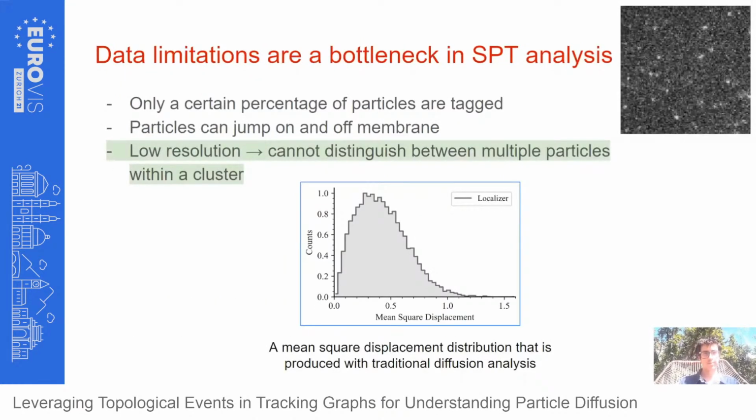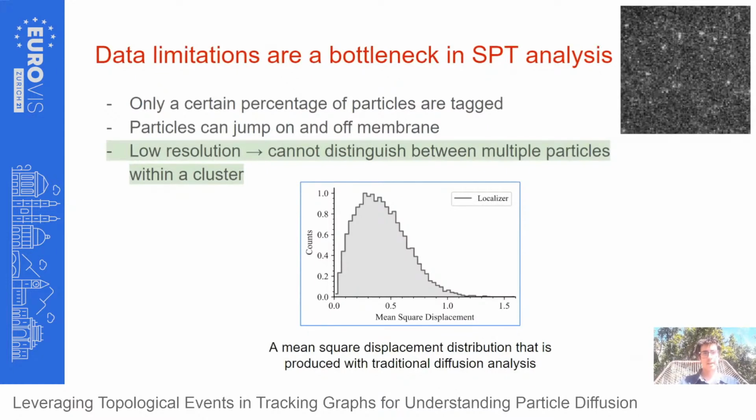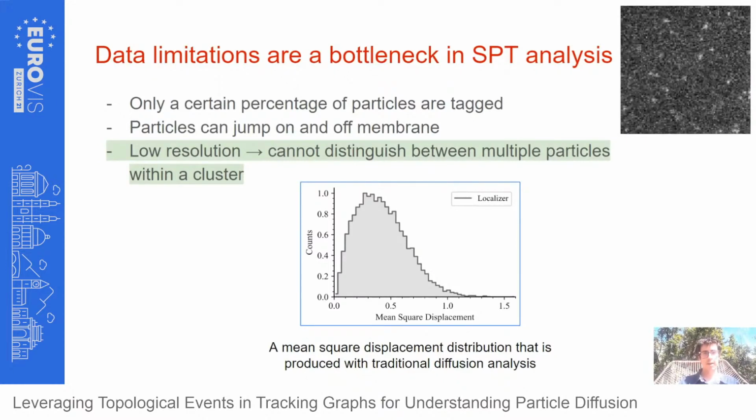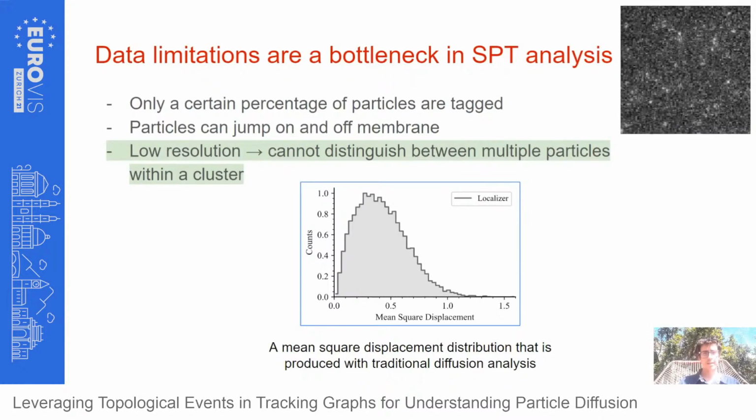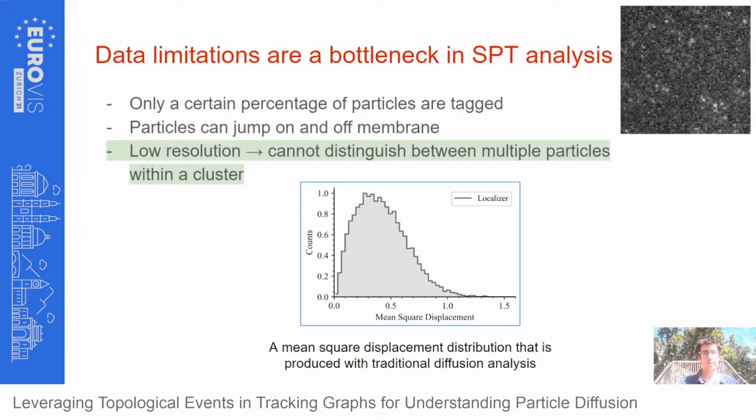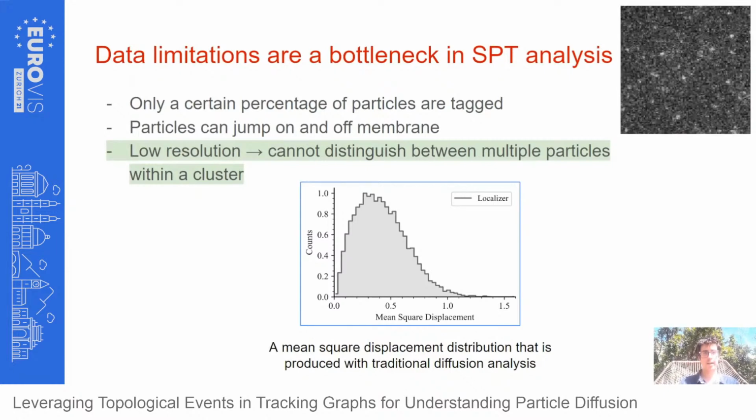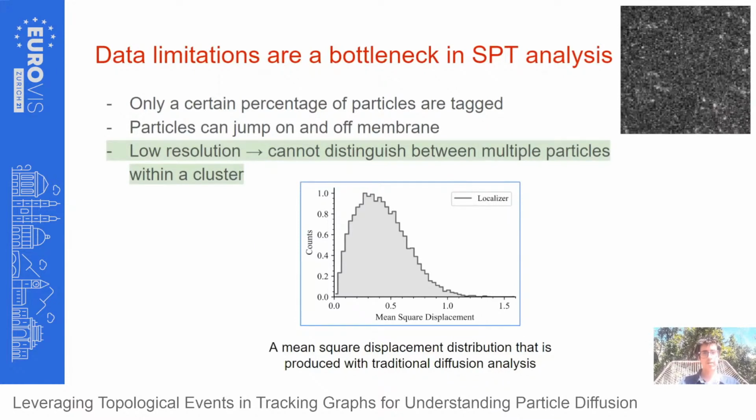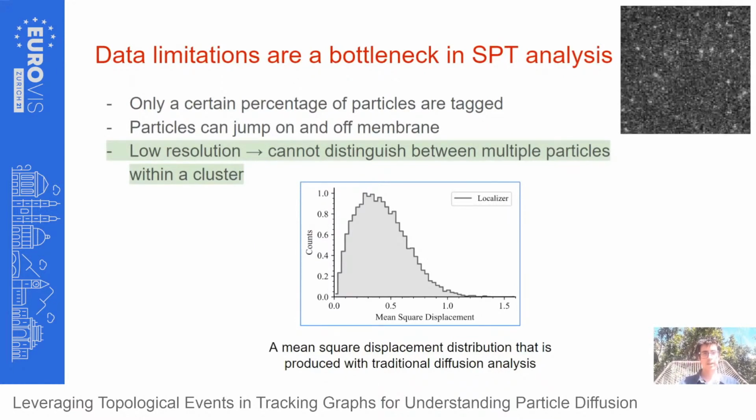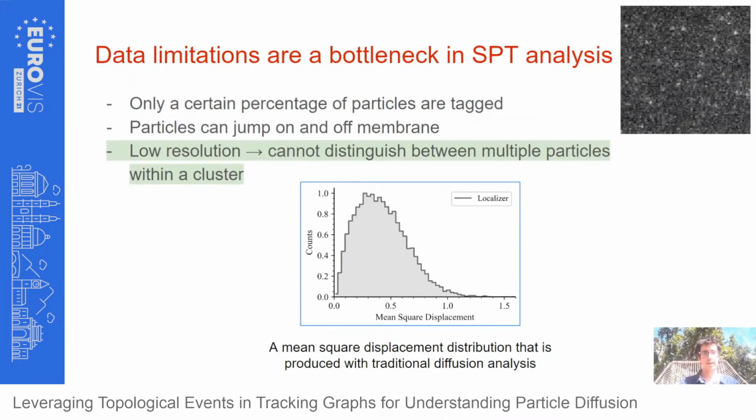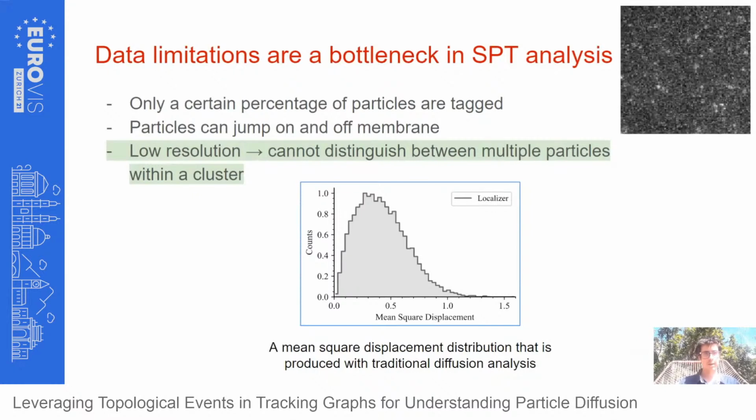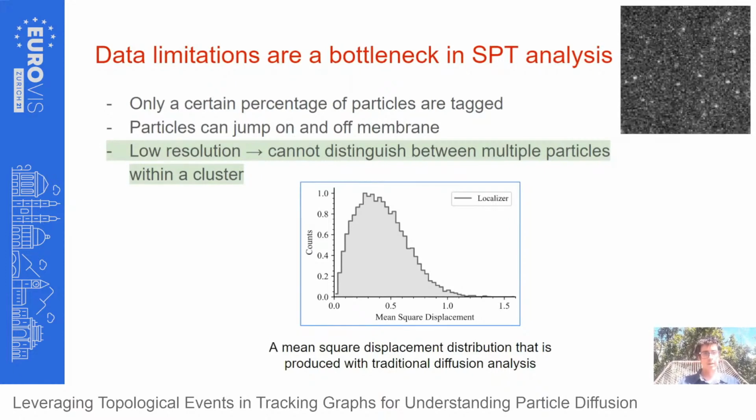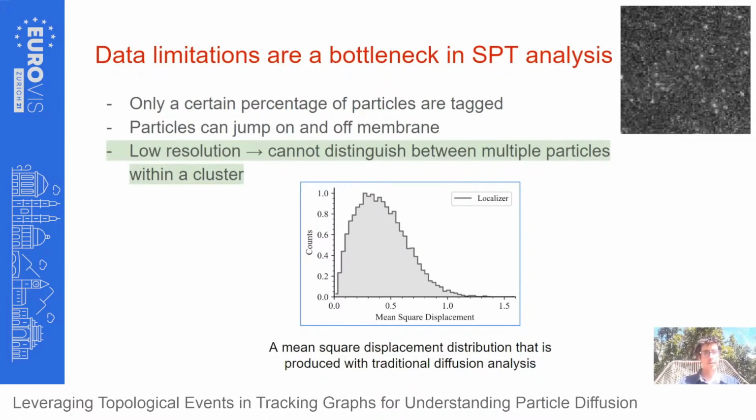There are a number of limitations in these SPT datasets. For example, only 5% of proteins are tagged. These proteins can jump on and off the membrane, and due to the low resolution and noisy nature of these datasets, the ability to distinguish clusters of particles and the number of particles that may exist in these clusters is lacking. This bottleneck implies that particle motion is widely analyzed without knowing the true count of particles in the observed tracks, which poses significant challenges in the scientific interpretation of the data and limits the insights that can be delivered through the analysis. Traditional analysis may produce something like this gray plot, where the diffusion is produced by using all the tracks, but without knowing whether specific tracks are associated with clusters of particles.